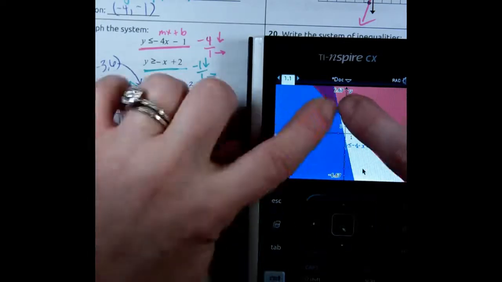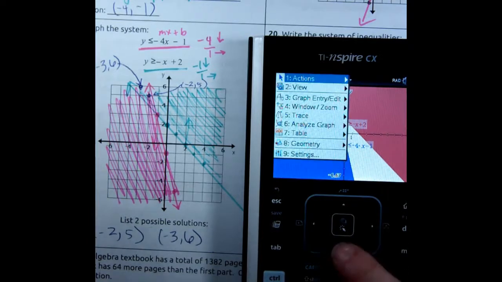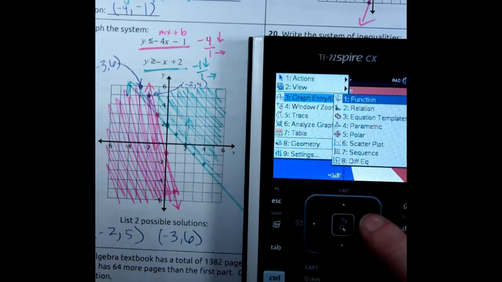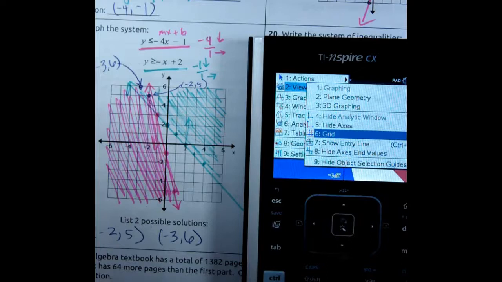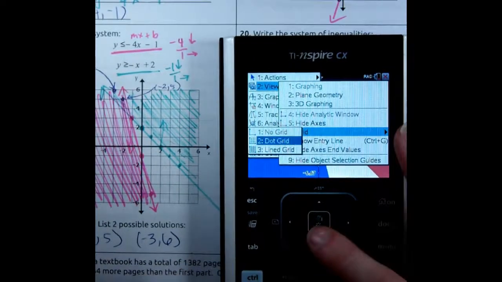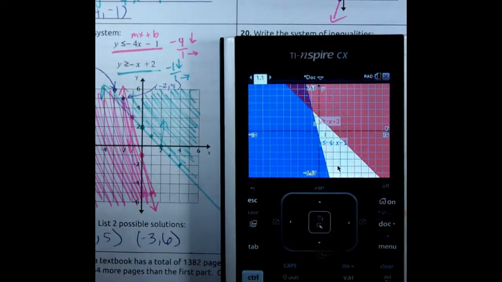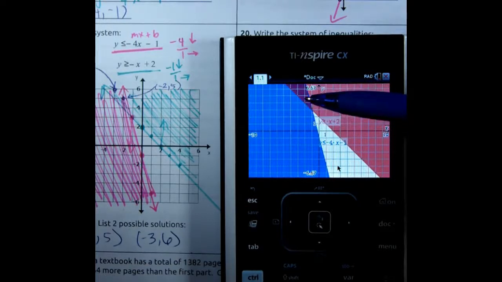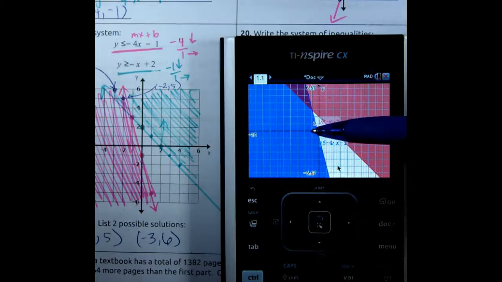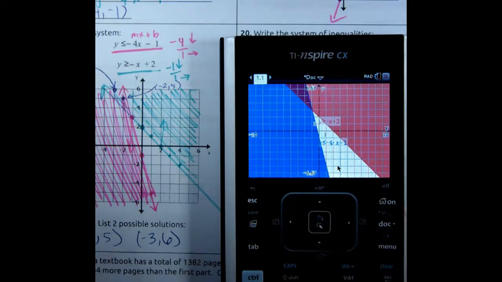And we can see that that tiny little space is there. If you don't know, you can go to Menu, and you can go to View. Yeah, and you can go down to Grid. And you can have gridded lines if they don't give them to you. And then that helps you find those points, right? So we said -2, 5, that works. And then we said -3, 6, that works. Okay. So you can check your work that way as well.